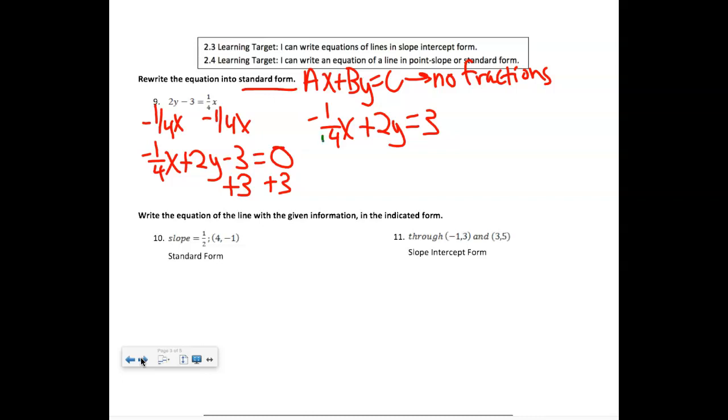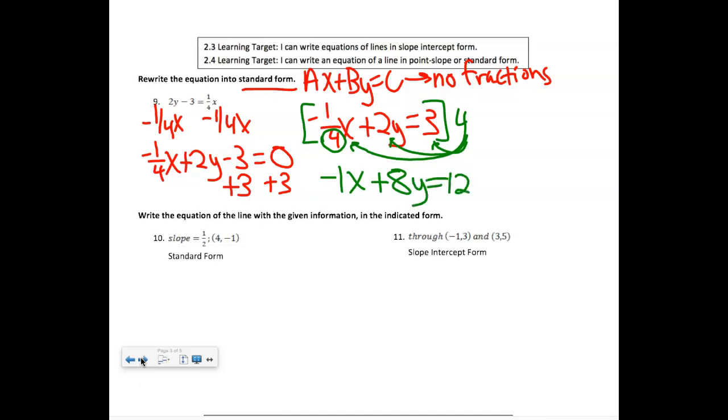So remember, we look at what's on the bottom here, and that's what we multiply to everything. Make sure you distribute that 4 to everything. Some of us forgot to do that on our homework. Now, when we take negative 1/4 times 4, it means the 4s are going to cancel, and whatever is in front of your x, that's what remains. So I'm going to have negative 1x, or just negative x. Oh, sorry, everyone. Plus 8y equals 12. So now I'm following all the rules. X and y are on the same side, and I have no fractions. So that would be our answer.